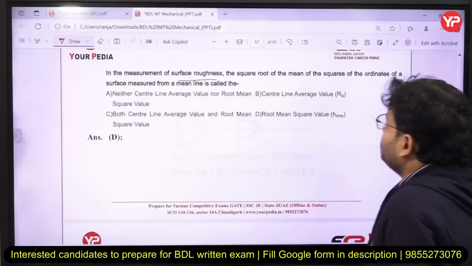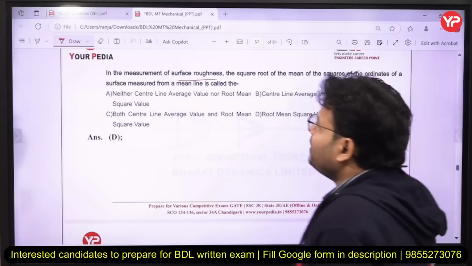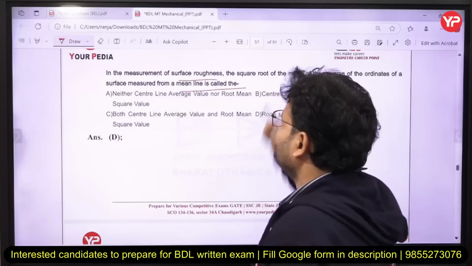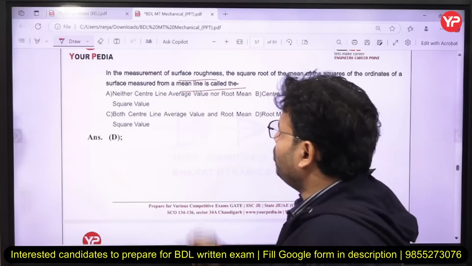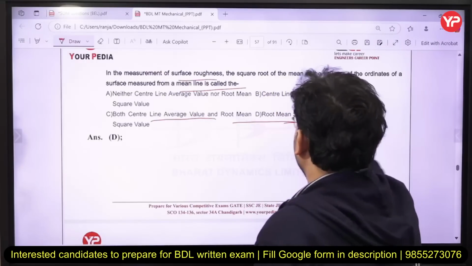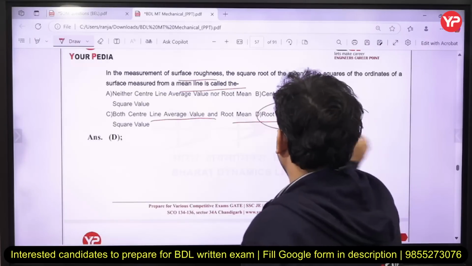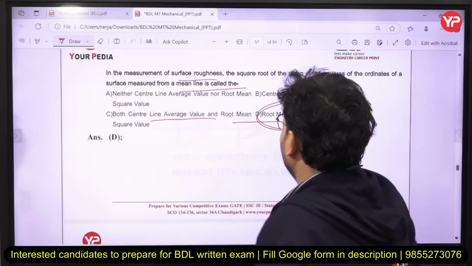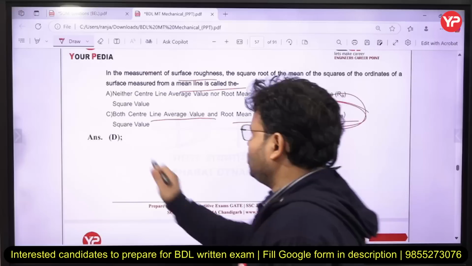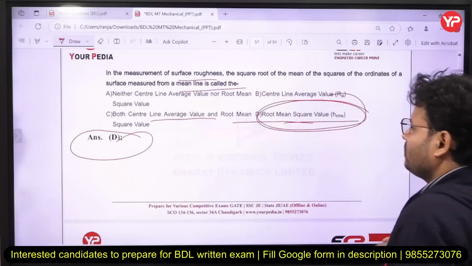The square root of the mean of the square of the ordinates of the surface measured from a mean line. This is called what? Both center line average value or root mean square value. You can say the root mean square value, RMS, is what we use here. So the correct answer is what? D for Delhi is the right answer.